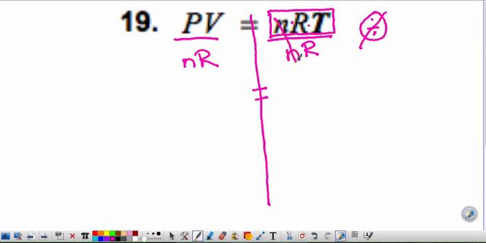N divided by N is 1. R divided by R is 1. And 1 times T is T. Wait, do you have to put the 1? No, it's just automatically there.